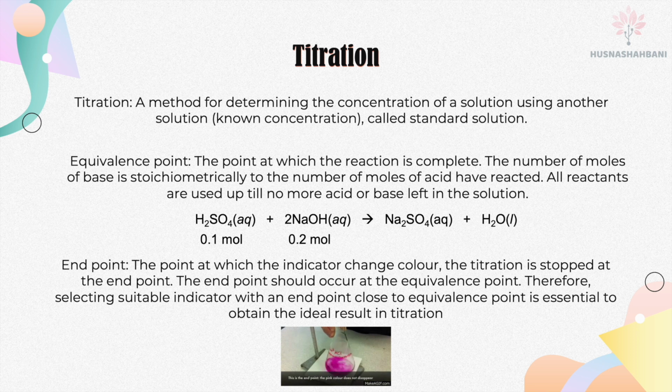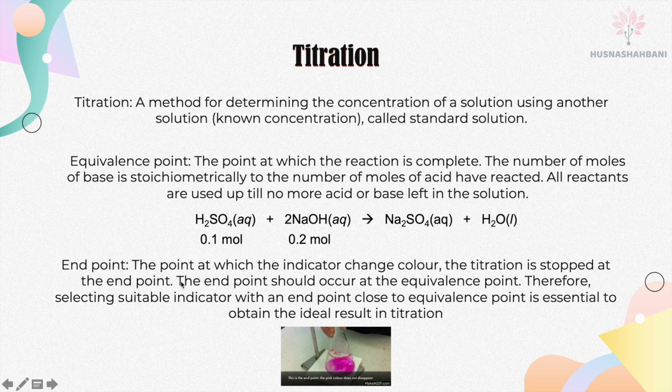Titration is a method for determining the concentration of a solution using another solution of known concentration called a standard solution. Equivalence point and endpoint are the terms used in the titration process. The equivalence point is the point at which the reaction is complete. The number of moles of base is stoichiometrically equal to the number of moles of acid that have reacted. It means all reactants are used up, with no more acid or base left in the solution at the equivalence point.